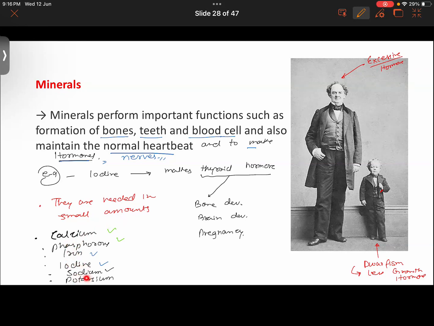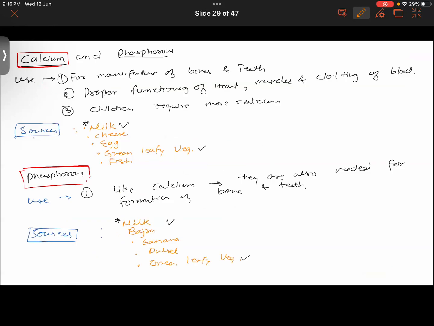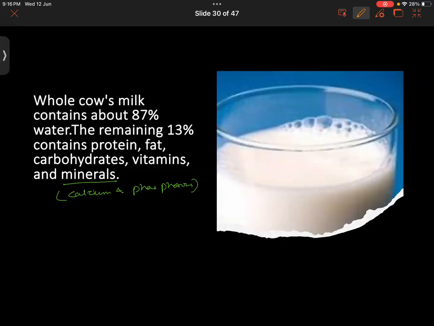Although minerals are required in a small amount, some of the important minerals are as follows: calcium, phosphorus, iron, iodine, sodium, potassium, etc. And we learned that iodine is important for the thyroid hormone, which helps in the development of bone, in brain development, and in women it is important at the time of pregnancy. We learned in detail about these different minerals as well.